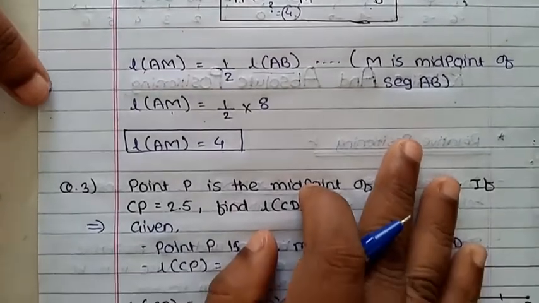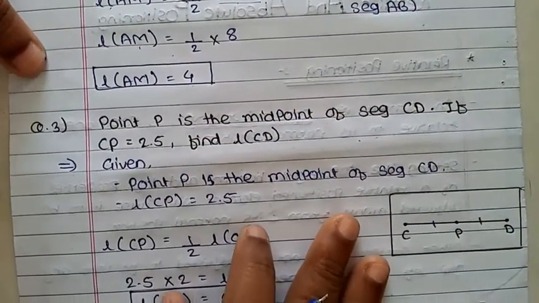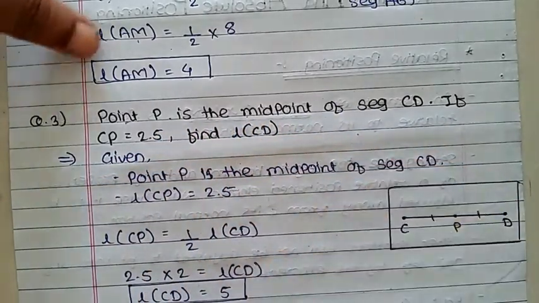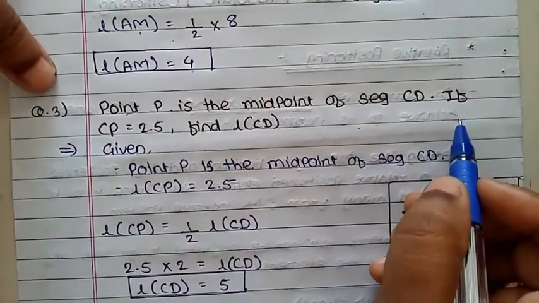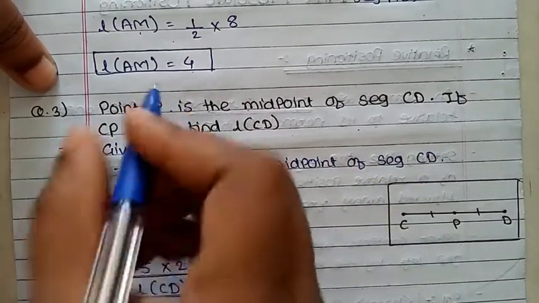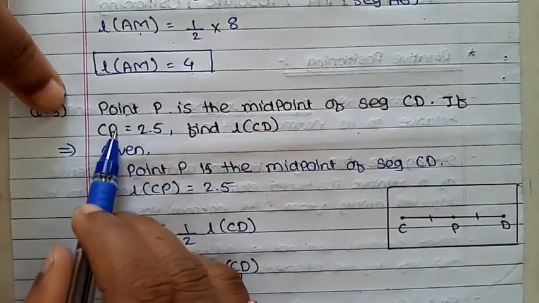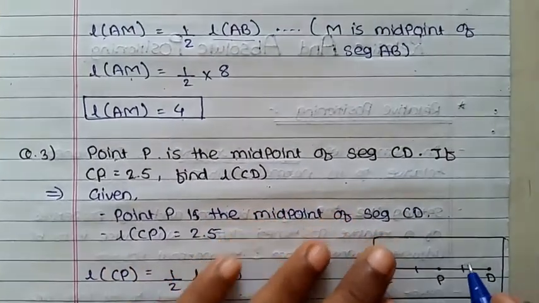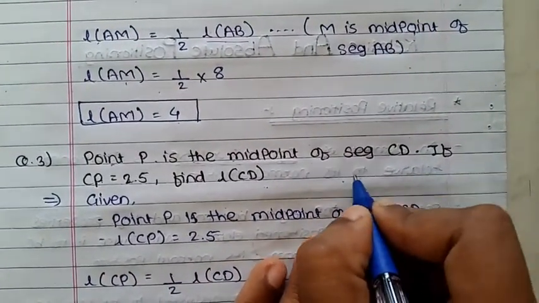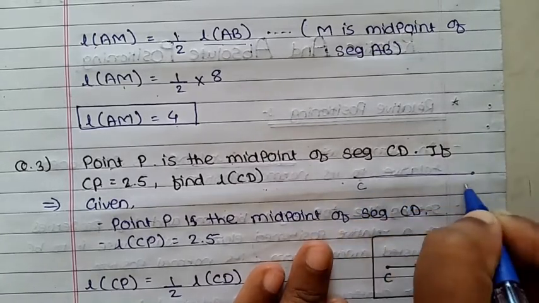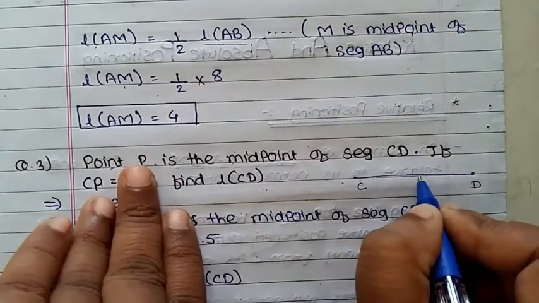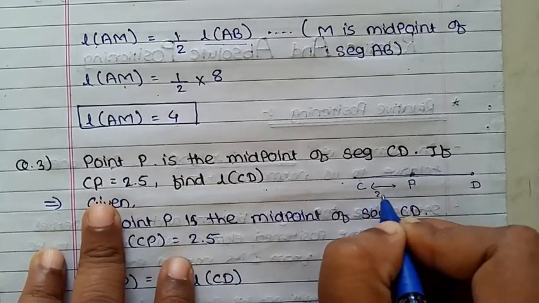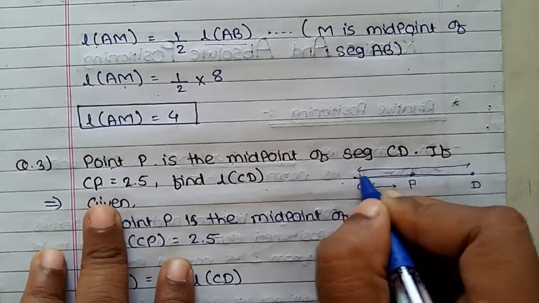Next, question number 3. So what is question number 3 here? Point P is the midpoint of segment CD. If CP is equal to 2.5, then find CD here. The segment here is CD, and P is the midpoint. And we know that the length of CP is 2.5, and we have to calculate the length of CD here.